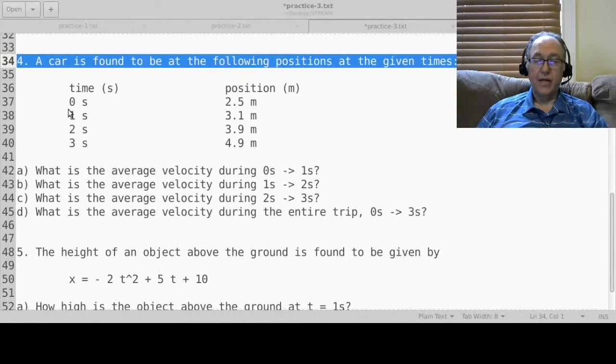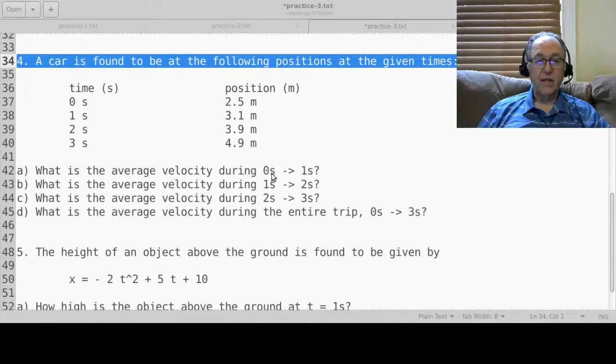And so at t equals 0 seconds, you've got a stopwatch, and right now the stopwatch says 0 seconds, and the car is at 2.5 meters from the tree, from the origin, okay? Then at 1 second it's at 3.1 meters, at 2 seconds it's at 3.9 meters, and at 3 seconds it's at 4.9 meters, okay? So these are 4 data points at which the car is at a particular position with respect to the tree. Okay, I've got 4 questions here.